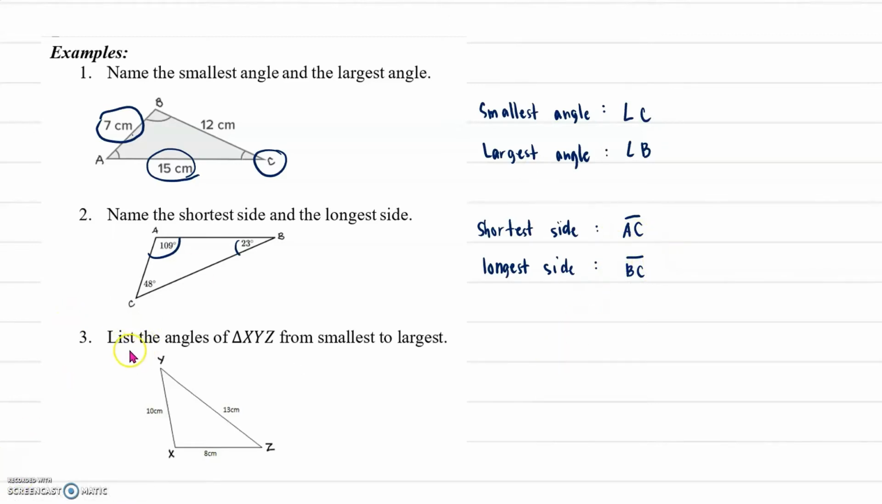And lastly, let's list the angles of triangle XYZ from smallest to largest. We are given the dimensions of the triangle. So let's identify first the smallest angle. The smallest angle is the angle opposite to the shortest side. The shortest side is side XZ, so the smallest angle is angle Y.